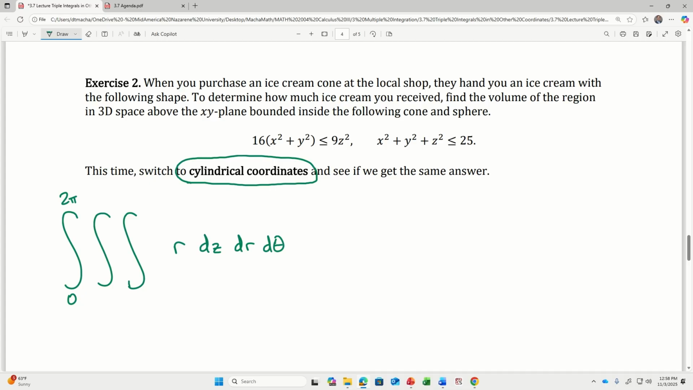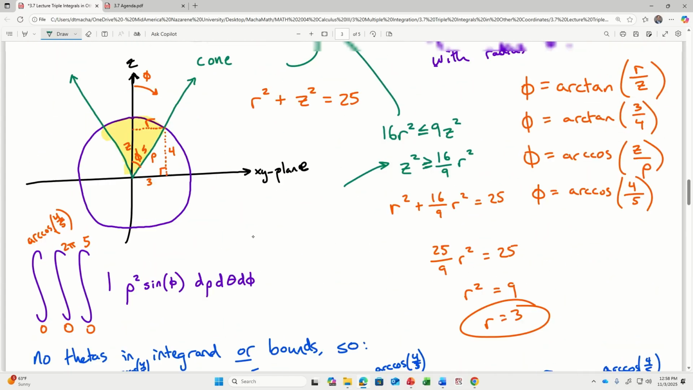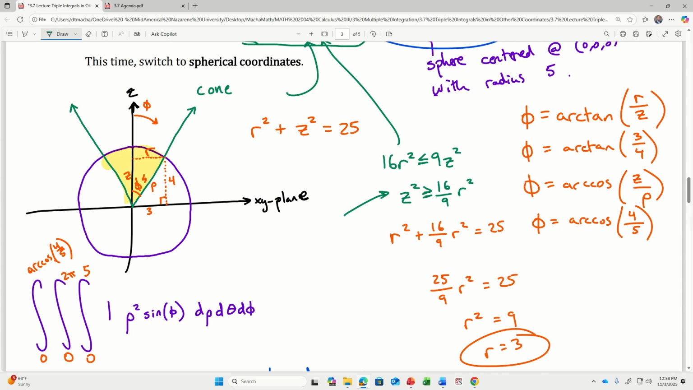r is no longer the distance from the origin, but it's the distance from the z-axis. So let's look at our picture again. What's the lower bound in this yellow solid for the distance from the z-axis? The lower bound on r is 0. Yeah, because I have part of my solid touching the z-axis. So the lower bound on r is 0. What's the upper bound on r? 3.